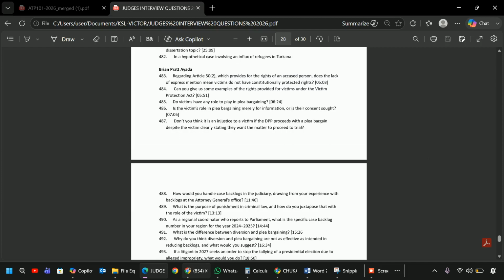So, do victims have any role to play in plea bargaining? Yes, the victim or representative should be consulted before the plea agreement is entered. They can give their views and objections and can push for compensation, and their victim impact goes to sentencing. Is the victim's role merely for information, or is their consent sought? It is more than information. The law requires consultation and an opportunity to make representations pursuant to Section 137D. But it is not consent in the sense of a veto power. The DPP may still proceed subject to legality or fairness and the court's acceptance of the same. Okay.